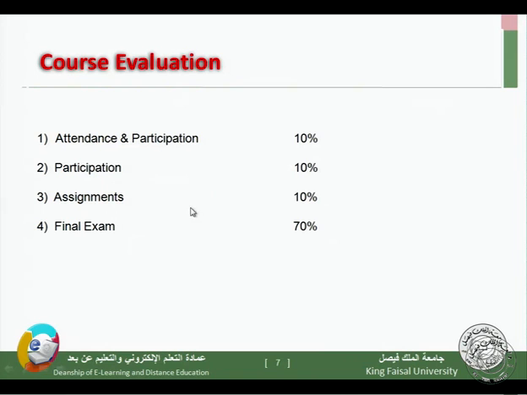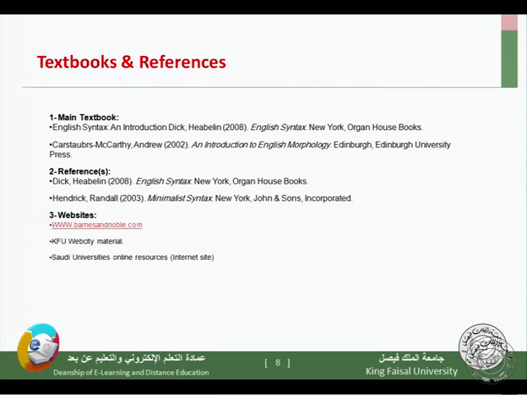The assignments are also going to be 10% of the total course marks, and the final exam is 70%. So we have 10, 10, and 10. That's 30, and 70 for the final exam. That's 100. So make sure that you do understand those in particular, so you can plan your studying in a very good manner.